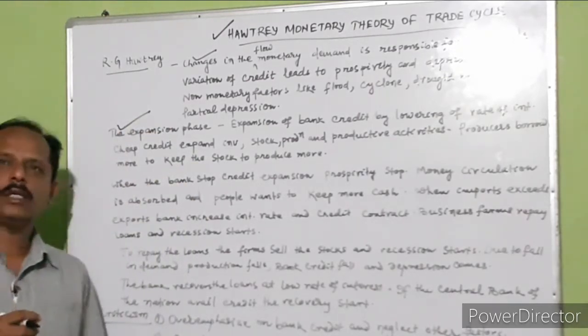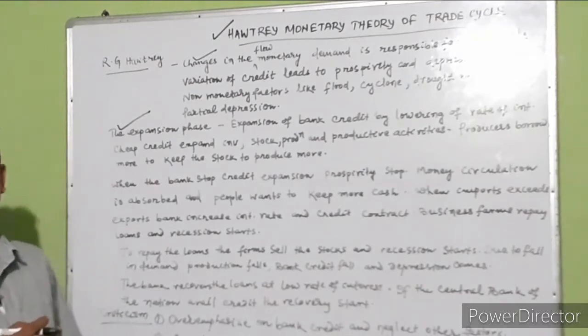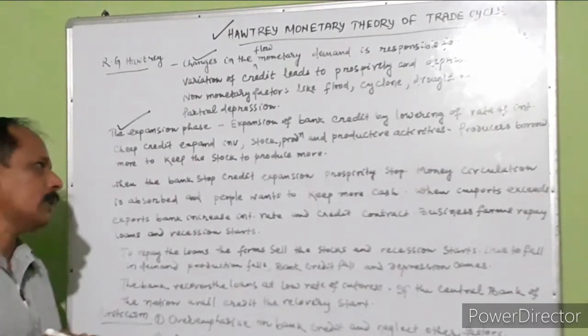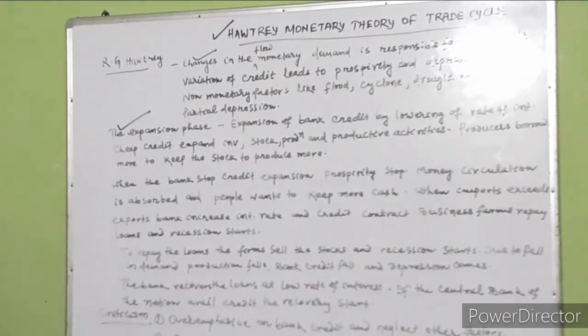So expansion of credit leads to more investment, more stock, more output, more productive activities, and producers borrow more to produce more and to keep more stock with them. This is the expansionary phase of the trade cycle, where recovery moves to prosperity. And the second phase we observe is when the bank stops credit expansion, and prosperity stops.